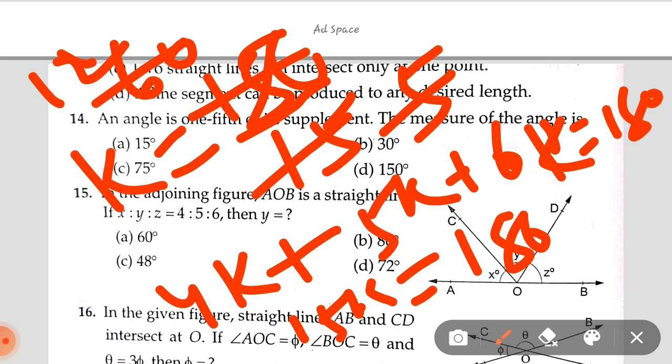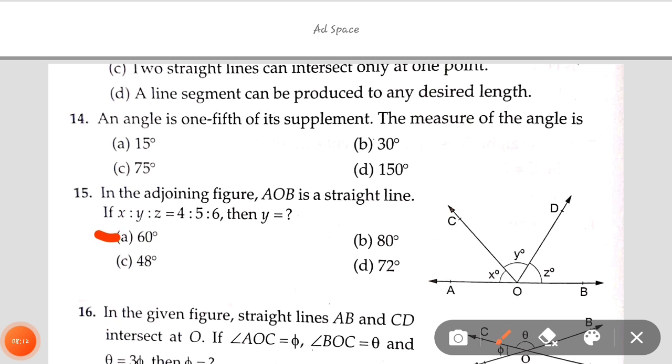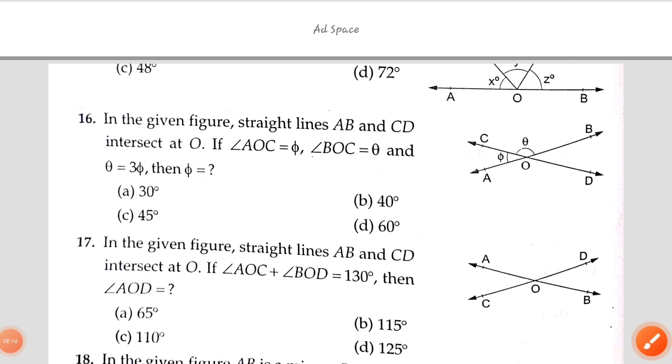Now put all the values, that is x is equal to 4k, that is 15 into 4, 60 degrees. The value of x is equal to 60 degrees. Similarly, y is equal to 5k, 5 into 12, that is 60. Option A is correct. Now in the given figure, straight line ABCD intersect at O.